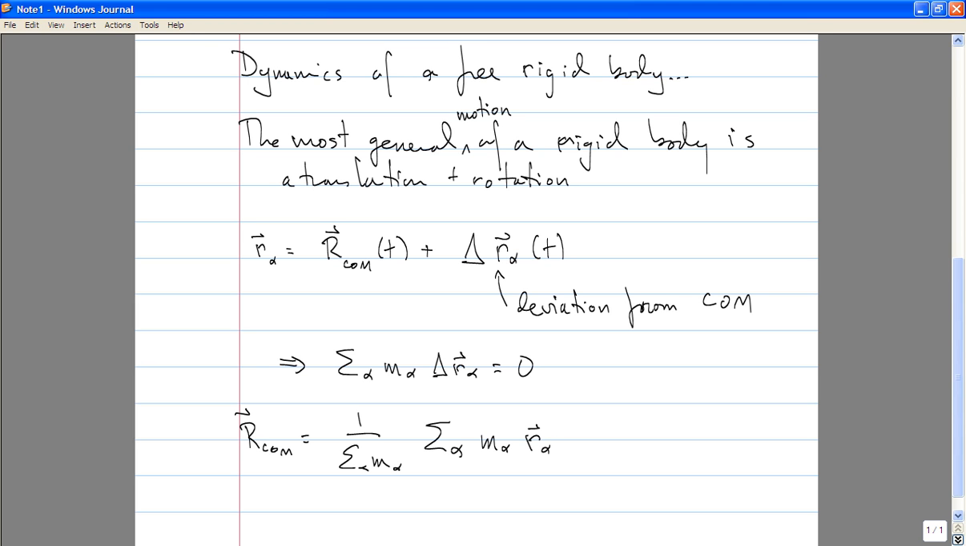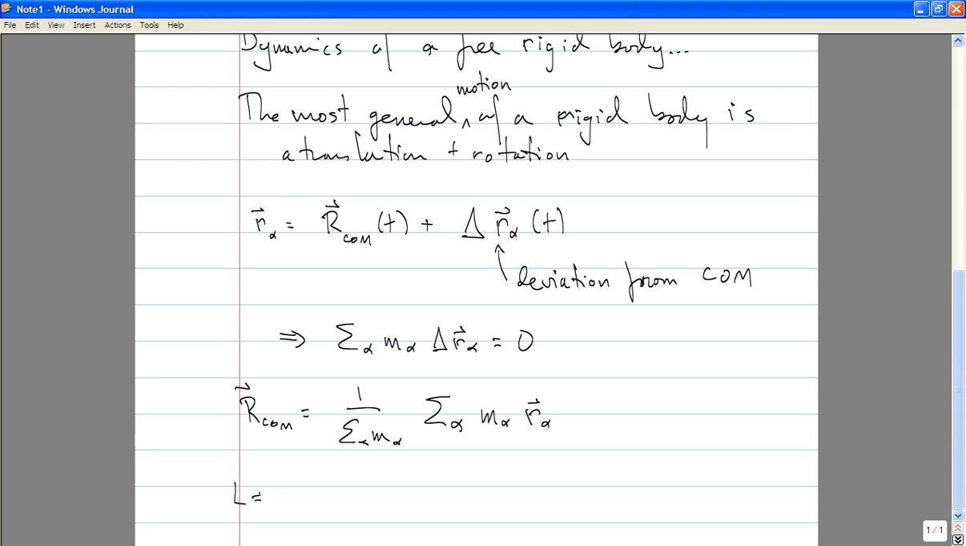So the utility of using the coordinates relative to the center of mass is that the sum of all these deltas is equal to 0. And you will see in a second exactly why it is that this is so useful. So now, in order to study the dynamics of this system, let's write down the Lagrangian.